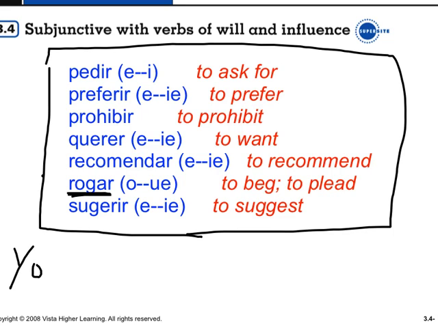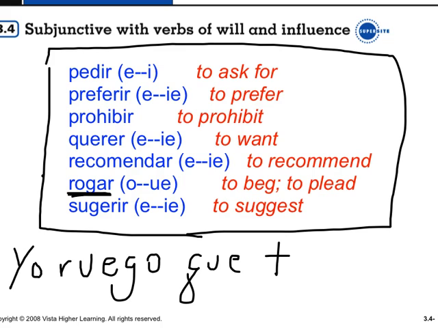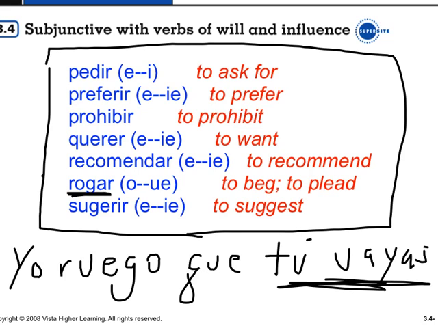So you could say, yo ruego que tú vayas. I am begging you to go. Just because I'm begging you to go doesn't mean you will. You may not. I don't know. You don't know. No one knows. The future is a mist.